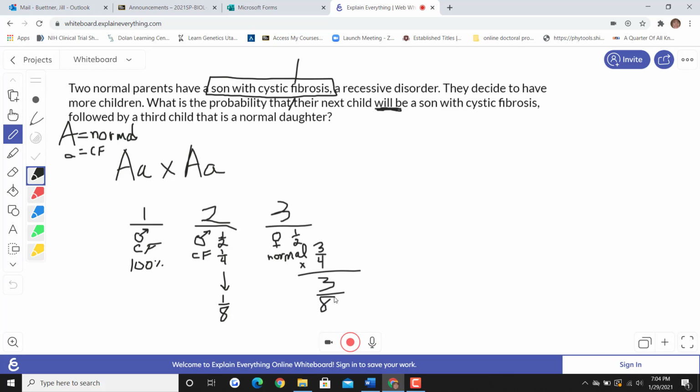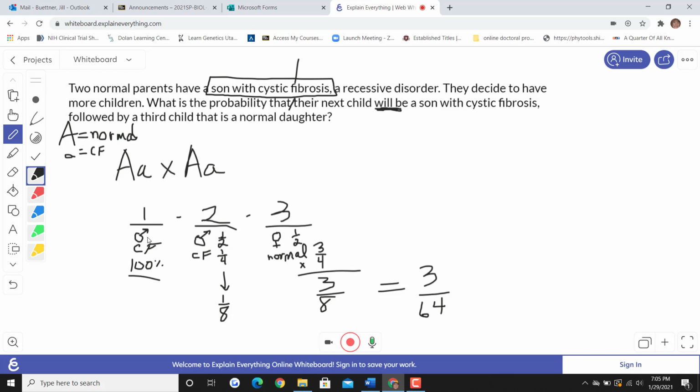All right. So what's the probability of having a son with cystic fibrosis first, 100%, followed by a son with cystic fibrosis. That one's unknown, so that's only a 1/8, followed by a daughter that's normal. That's a 3/8. Okay, so in this case, you would multiply that all up, and you would get 3 out of 64. So when it's straightforward, when the birth order is given, just solve each child separately.